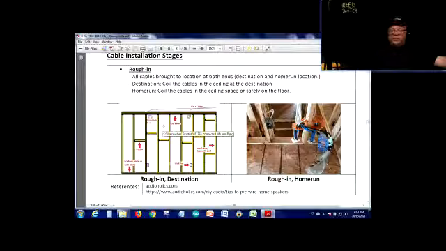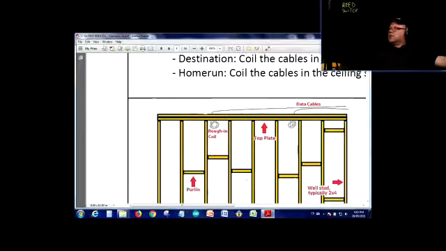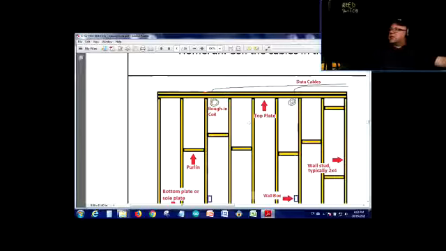Now, zoom in here. In the destination, as you could tell, you run the wires above the ceiling and you punch out the hole or opening and you just coil them here. Just run them from one end to the other, from one end to the other, and leave them there.